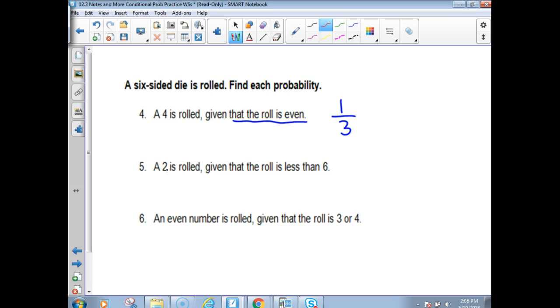A 2 is rolled, given the roll is less than 6. How many numbers are less than 6? 5. And how many is a 2? 1.